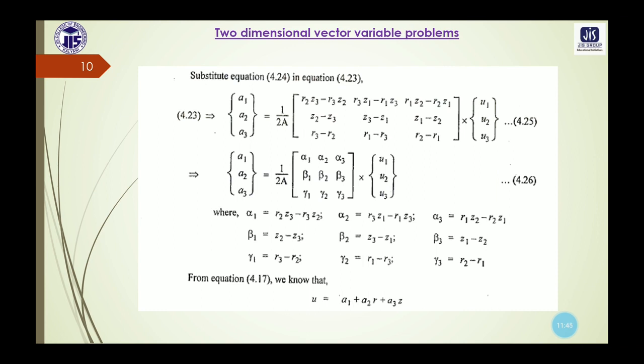So next, if we substitute equation number 4.24 in equation number 4.23, then we get equation number 4.25. On the left hand side of this equation, we have the column matrix of A1, A2, A3, and this equals 1 by 2A multiplied by a 3 by 3 matrix multiplied by another column matrix of U1, U2, U3.